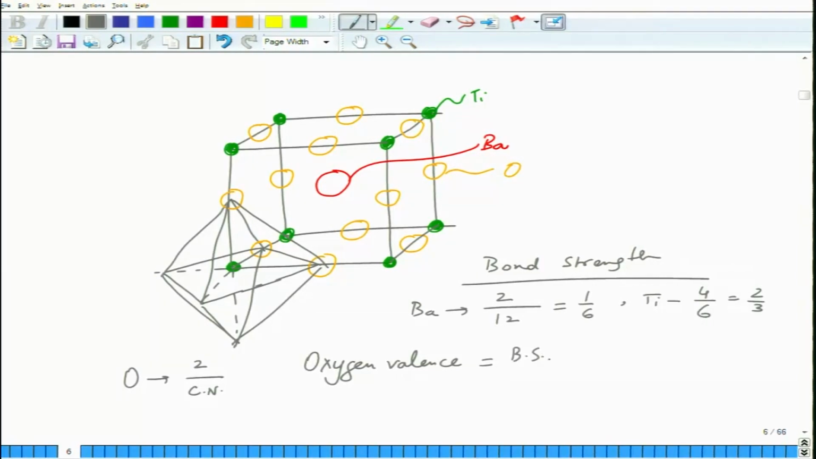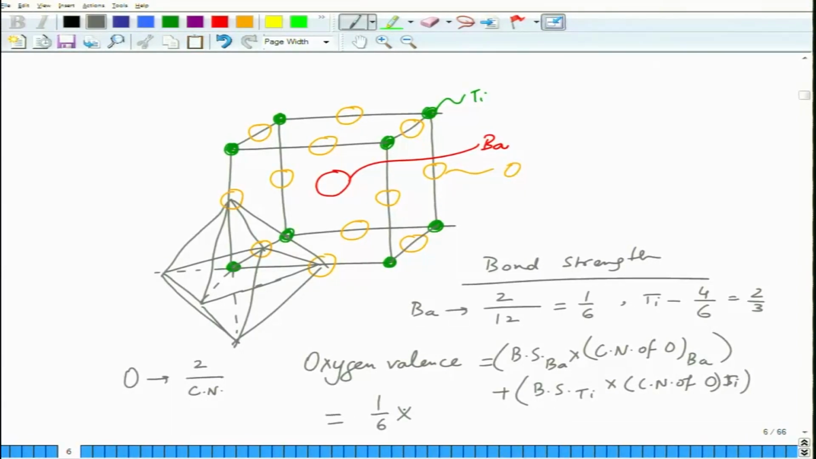bond strength of barium multiplied by coordination number of oxygen by barium plus bond strength of titanium multiplied by coordination number of oxygen by titanium. So it turns out you have then the first case 1 by 6. How many barium atoms around each oxygen atom? Let us say this is the reference oxygen atom, okay. One in this, one on the back, one here, and one here. Four? Four. Bond strength of titanium is 2/3, and how many titaniums around the oxygen atom now?